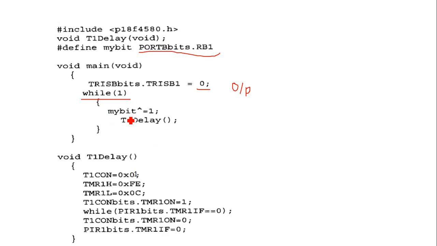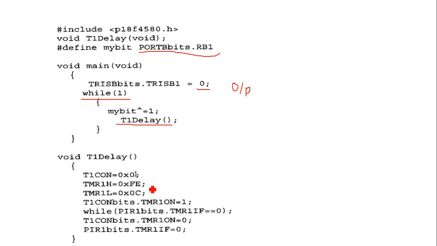Now my bit is toggled, which gives it with a time delay. Here it calls the function T1delay. In the T1delay function I have to write a subroutine. In that subroutine we have to set this T1CON as 16-bit without prescaler, so the value will be 0x01.